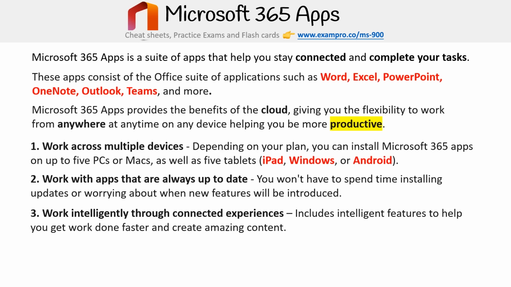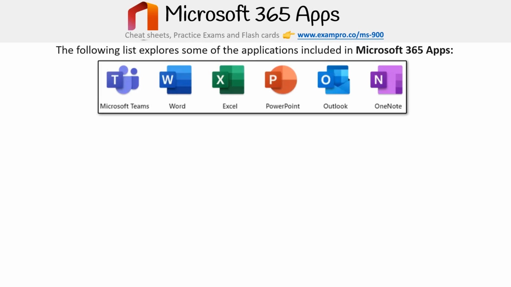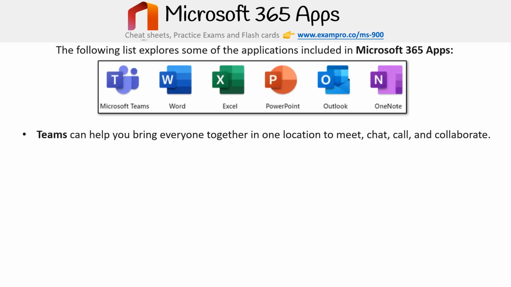Microsoft 365 apps lets you work intelligently through connected experiences. It includes intelligent features, also called connected experiences, to help you get work done faster and create amazing content. Also, in terms of subscriptions, Microsoft 365 apps are available in both Microsoft 365 apps for business and Microsoft 365 apps for enterprise subscriptions. So, here we have a list of some of the applications included in Microsoft 365 apps. We'll give a general overview of what they do, and for some, we'll cover in greater detail later on in the course. Microsoft Teams can help you bring everyone together in one location to meet, chat, call, and collaborate.